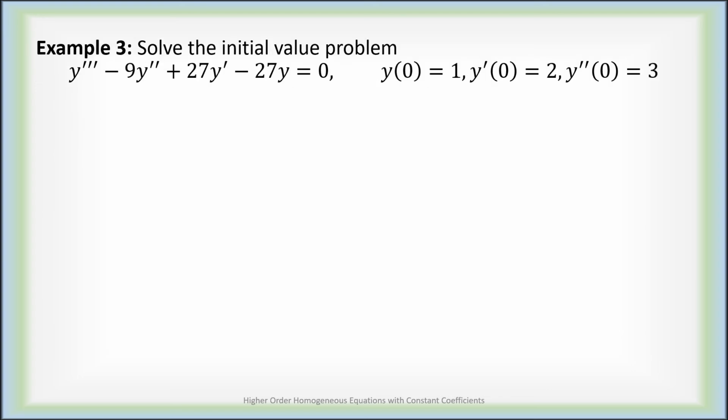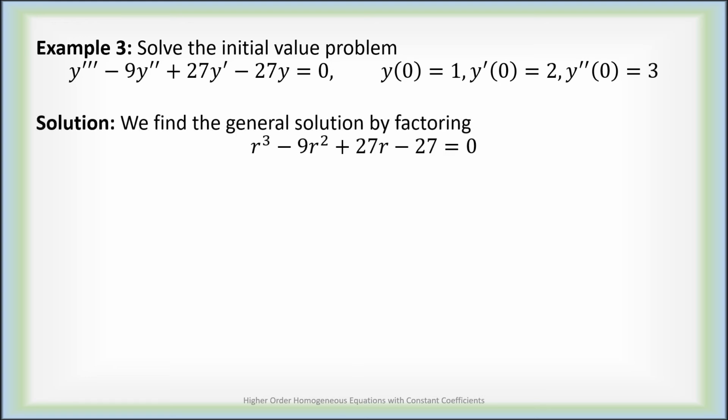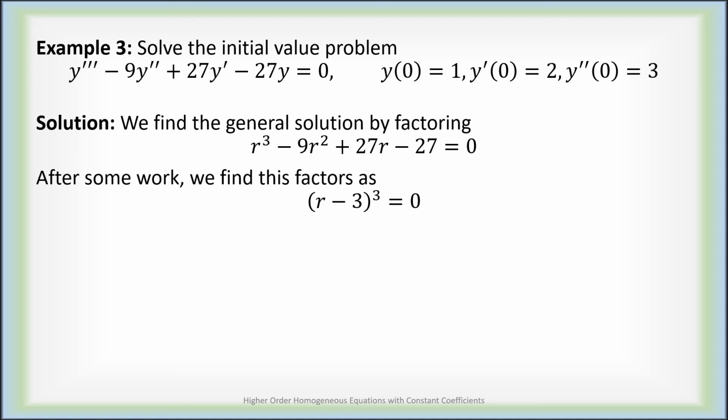For our third example, let's solve an initial value problem. y''' - 9y'' + 27y' - 27y = 0, with the information that y(0) is 1, y'(0) is 2, y''(0) is 3. Well, we set up our characteristic polynomial and start factoring it. After we do some work, glossing over that point, it factors as (r - 3)^3.